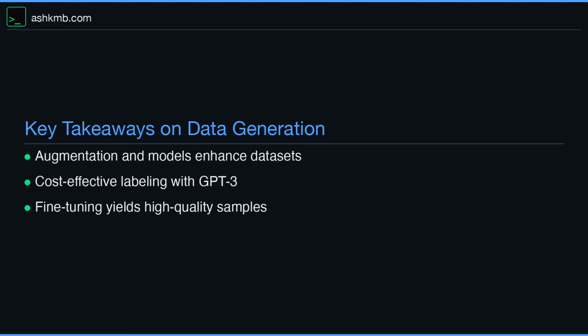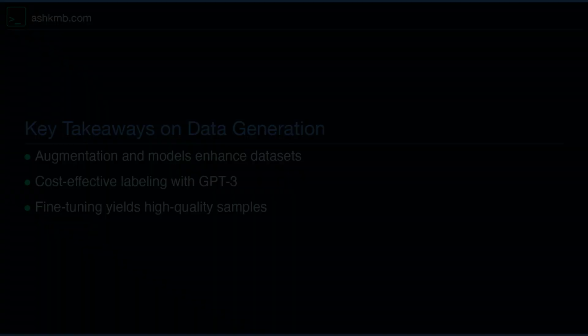To summarize, data generation techniques like augmentation and language models enhance datasets, while GPT-3 offers a cost-effective labeling solution, and fine-tuning leads to high-quality synthetic samples. What are your thoughts on the reliability of data generated by language models compared to human-generated data?